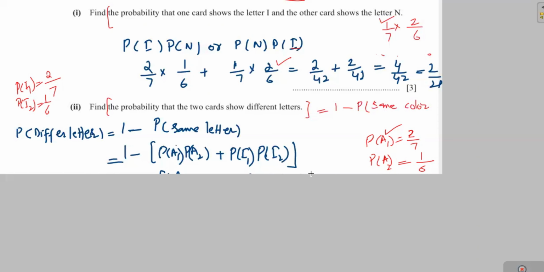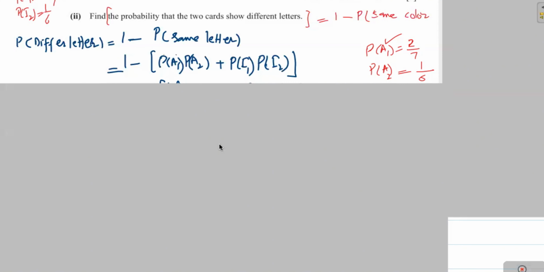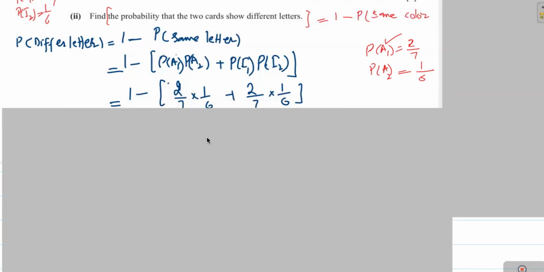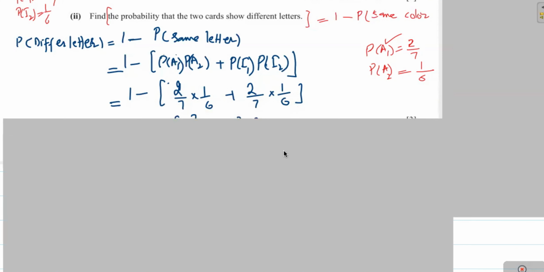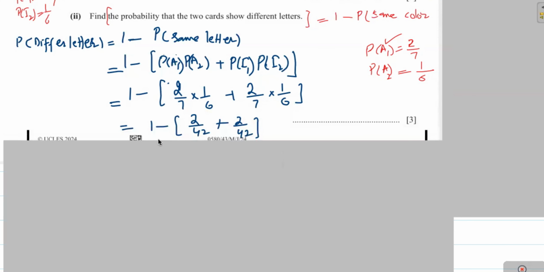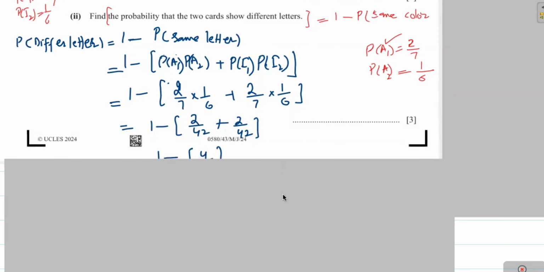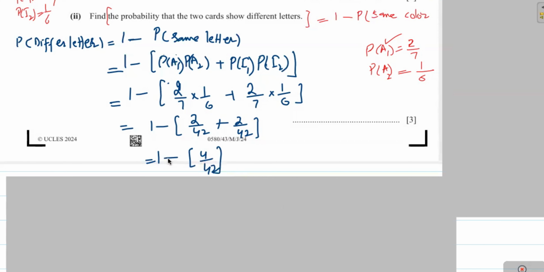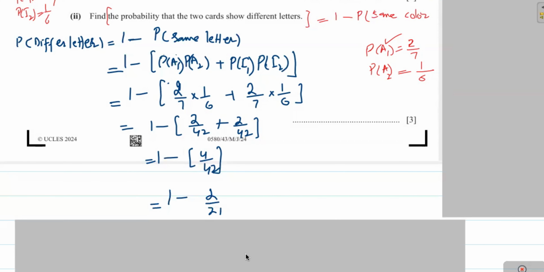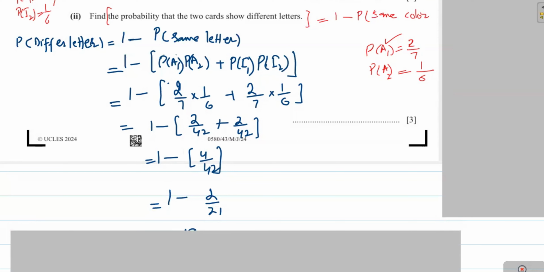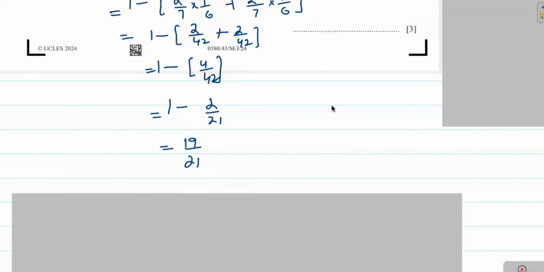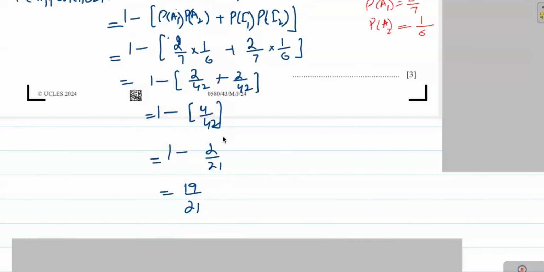Now we write 1 minus, 2 over 7 times 1 over 6, plus 2 over 7 times 1 over 6. Its value becomes 1 minus 2 over 42 plus 2 over 42. This becomes 1 minus 4 over 42, and this becomes 1 minus 2 over 21. And this value is equal to 19 over 21. This is the probability.